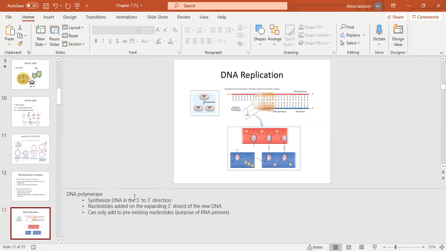So yeah, DNA polymerase synthesizes 5' to 3'. The nucleotides are added on to the expanding 3' strand, and you can only add to pre-existing nucleotides, right? So it synthesizes 5' to 3'. The 3' hydroxyl is a starting point. The 3' OH on the sugar is where polymerase recognizes and can start adding on new nucleotides, right?